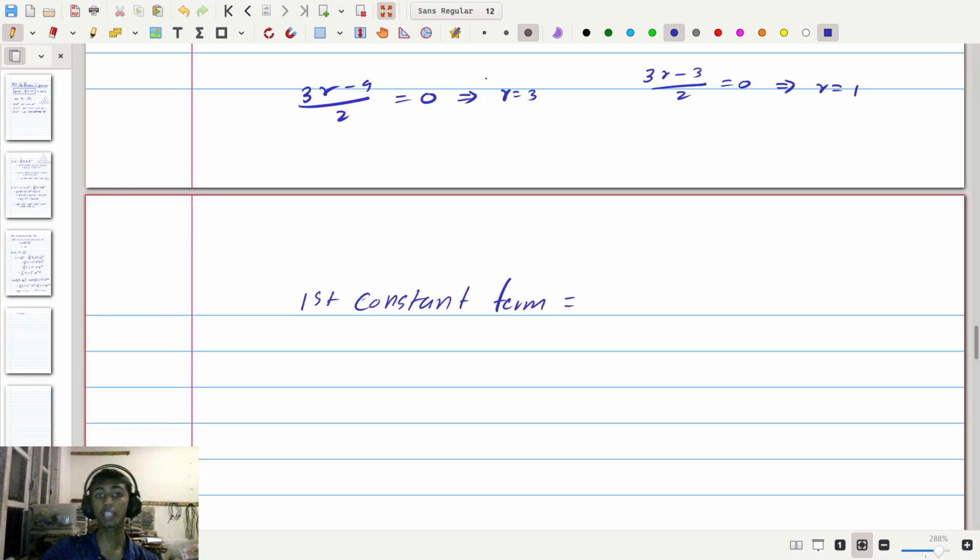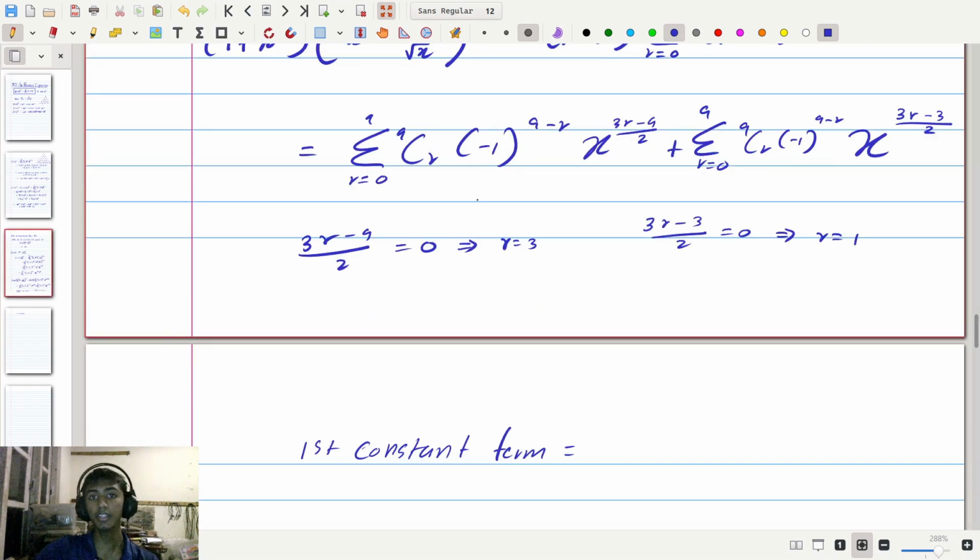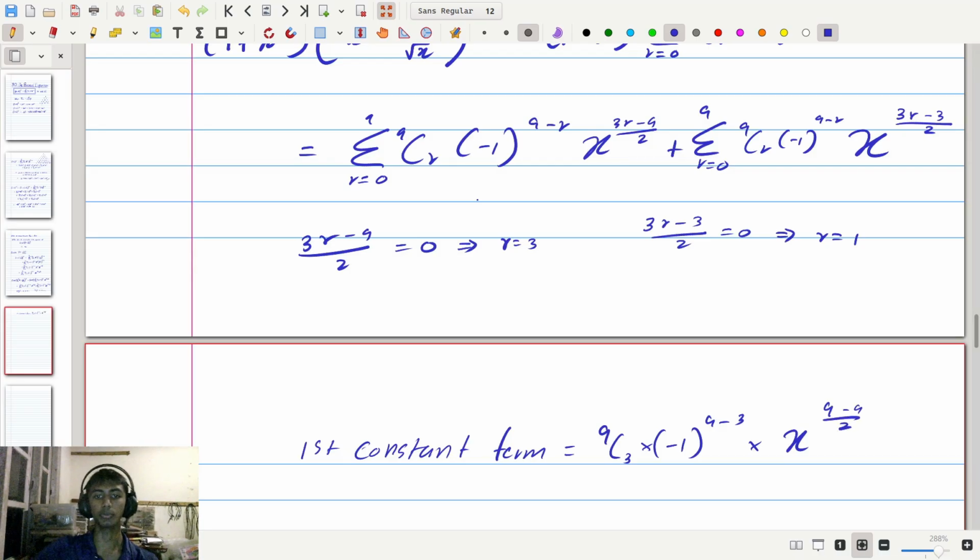This term is the term that comes from r equals 3 in this first sum. Substituting r equals 3, we can see we have 9 choose 3 times negative 1 to the power of 9 minus 3, times x to the power of (3r minus 9) divided by 2, which is going to be x to the power of (9 minus 9) divided by 2.